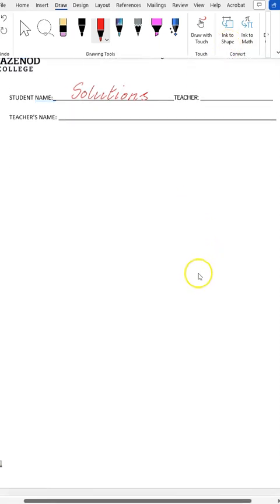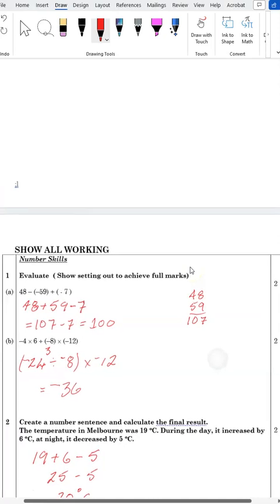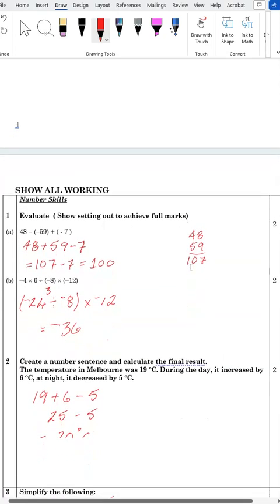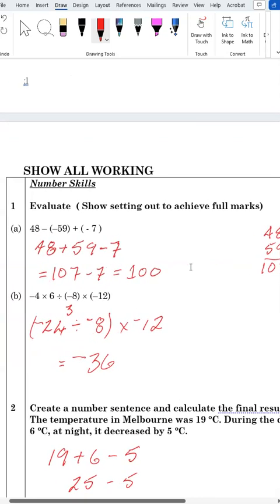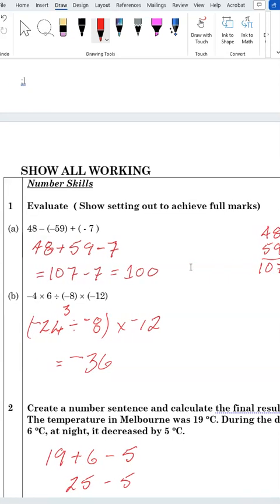Right, let's have a look at the tech-free solutions. Move it there. 45 minus negative 59 plus negative 7 becomes 48 plus 59 minus 7, which becomes 100. 48 and 59 is 107.